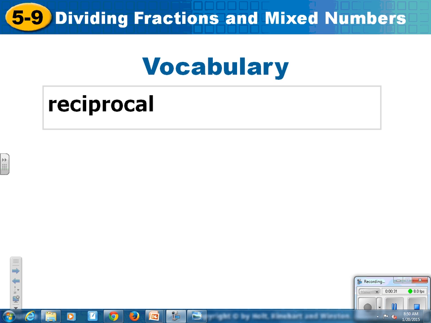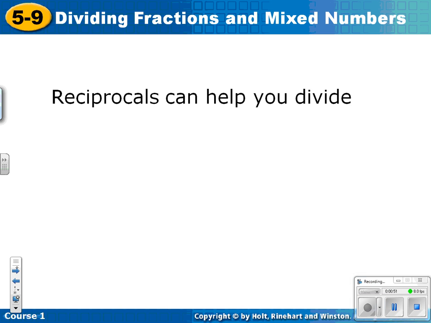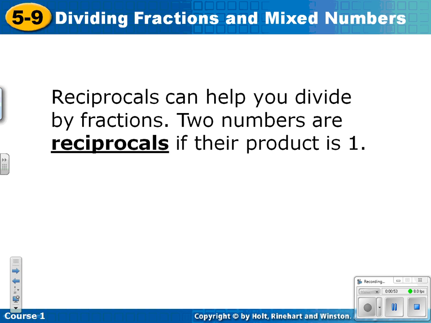What does that mean? Anyone heard the word reciprocal? Everybody in this class heard of reciprocal last year. What is reciprocal? Where you flip the top and the bottom numbers and multiply across. Reciprocals help you divide fractions. Two numbers are reciprocals if their product is 1.